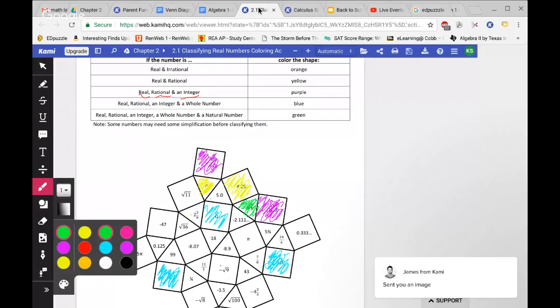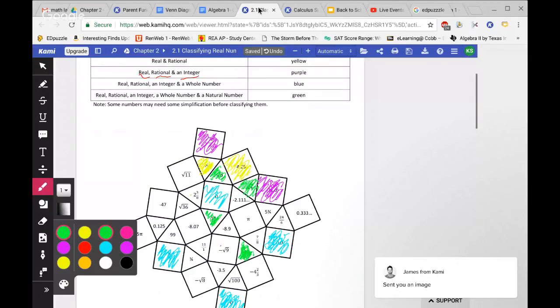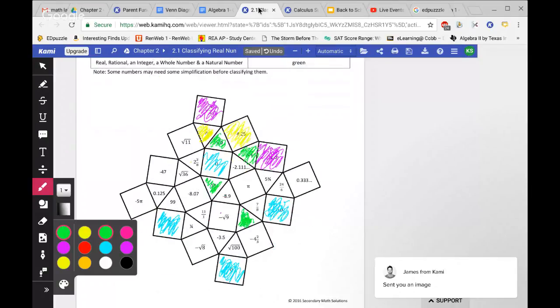So a natural number is going to be the number 5. Another natural number on here is going to be 18. Another natural number is going to be 43. Anybody else see any other natural? Oh, 99. Oh, the square root of 100.